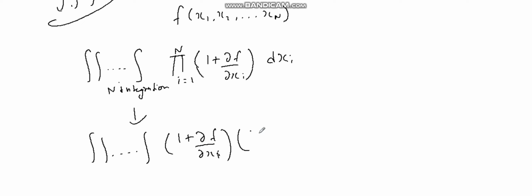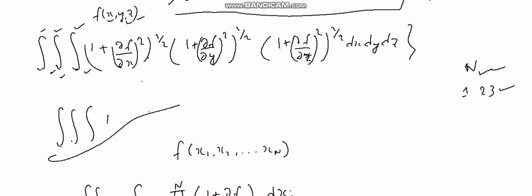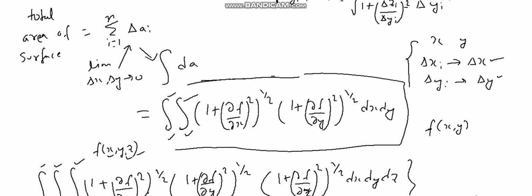Or we can also write it like this. Instead of this multiplication sign, we write 1 plus del f by del x1, 1 plus del f by del x2, up to 1 plus del f by del x n, times dx1 dx2 dxn. So these two are the same. This is the case for the n dimensional integral, or we can say the n integration.